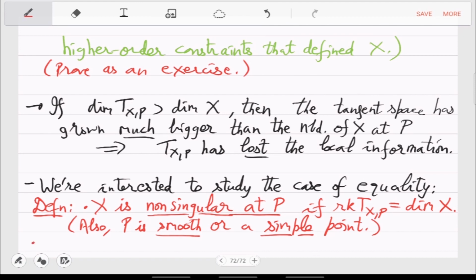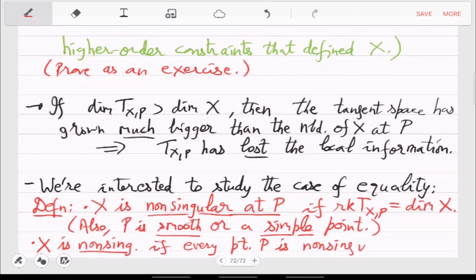And X itself is called non-singular if there are no singularities. So if at every point studying the tangent space gives you good enough information locally, then we call the affine variety non-singular or smooth.